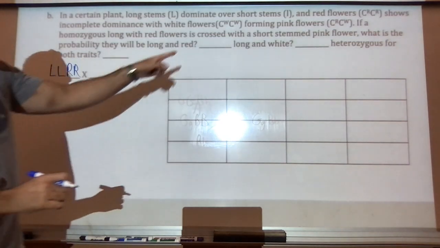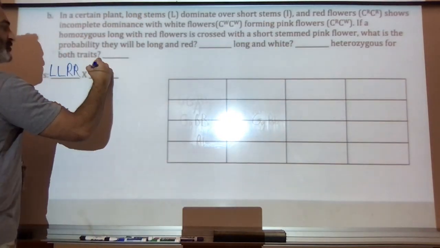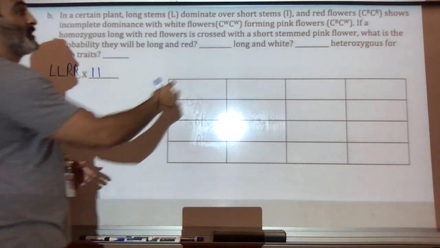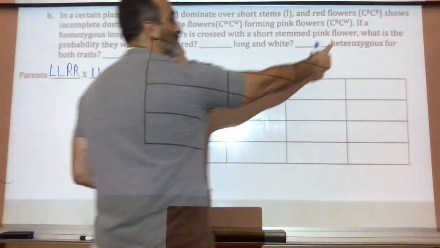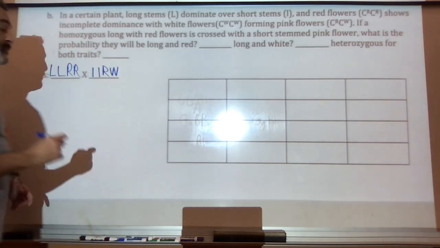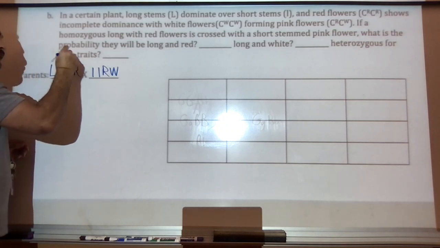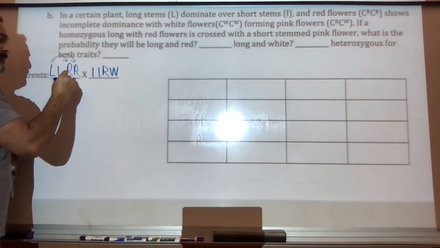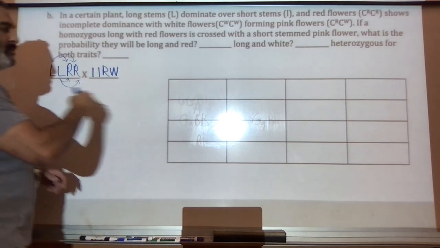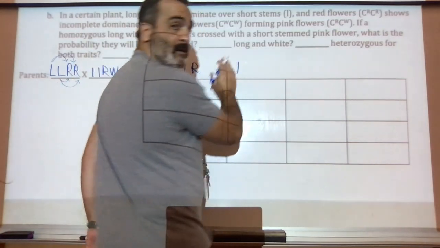It's crossed with a short stem. Short is two lowercase L's. That's short. And pink. Pink is red and white. R and W. Arrows are important so you don't screw things up. Draw your arrows. All of these are the same. Capital L, capital R, capital, I don't want to be in the glare.